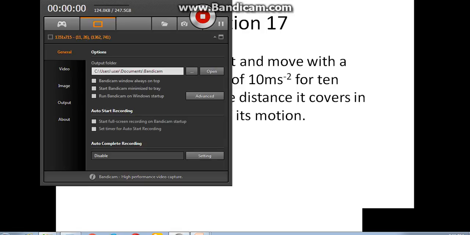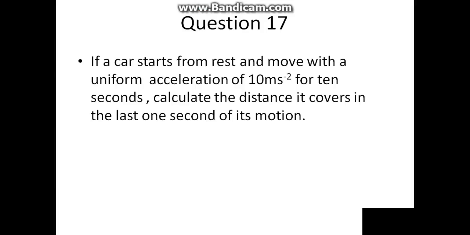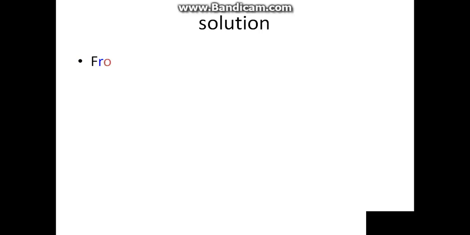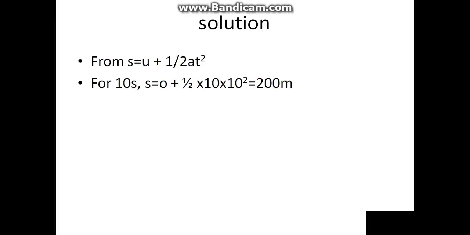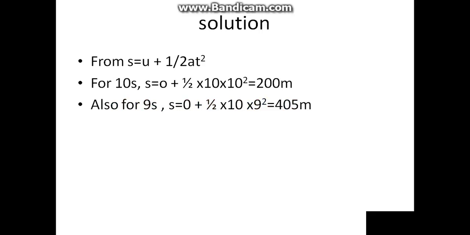s is equal to initial velocity plus half at squared. For 10 seconds, the distance s is equal to 0 plus half times 10 raised to power 2, which will give us 500 meters. Also, for 9 seconds, s is equal to initial velocity 0 plus half times acceleration due to gravity, which is 10, times 9 squared, which will give us 405 meters.